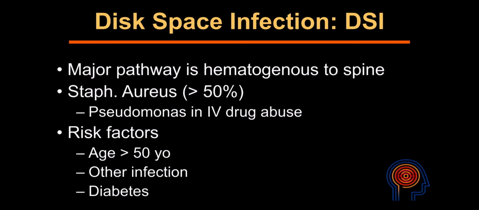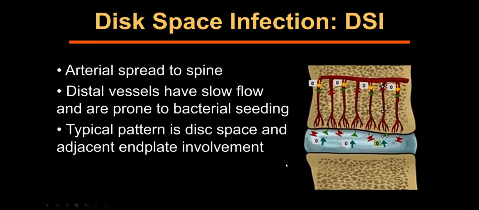The major pathway is hematogenous spread to the spine from another infection, like a urinary tract infection or a pneumonia. Staph aureus is the major pathogen, accounting for well over 50% of cases. But Pseudomonas is a major player, particularly in the IV drug abuser population. And risk factors, in addition to IV drug abuse, include age over 50, infection in another part of the body, and diabetes. Let's have a look at the vascular anatomy.